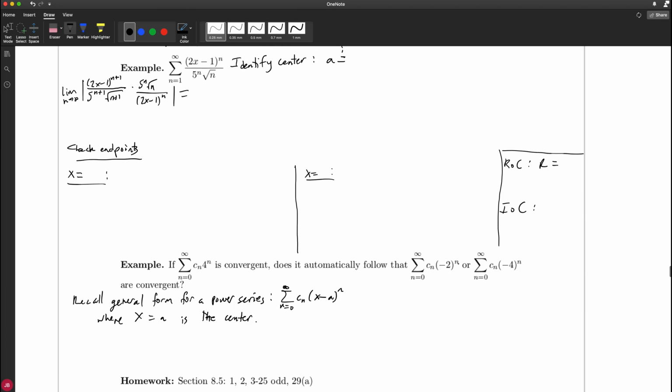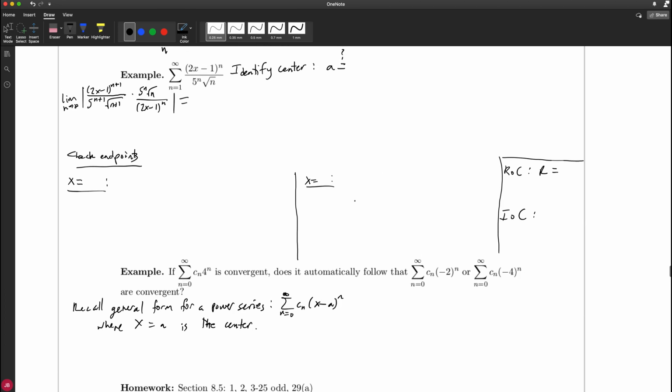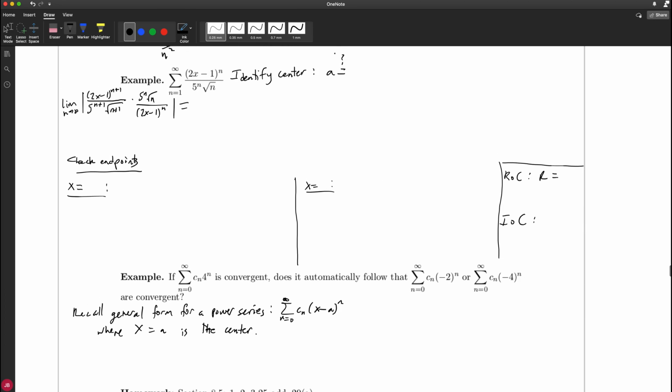All right, so for this last one here, if we want to identify the center, it's very, very tempting to say that the center is a equals 1, but look inside this parentheses here. I don't have just x plus or minus a number to the n, right? So let's hold off on finding our center. We'll come back to that a little bit later. But let's set up our ratio test here.